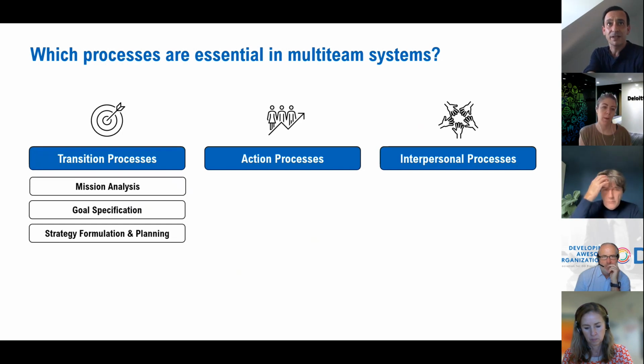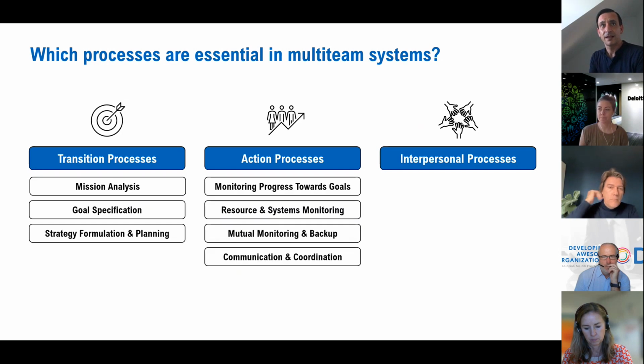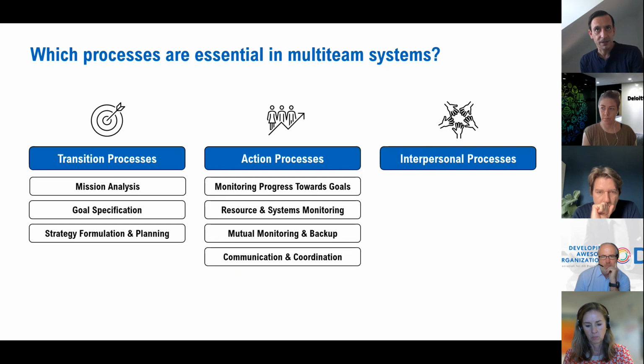What processes are relevant during the action phases? On the one hand, you have to monitor your progress towards the goals. That means you have to track how far you are already in your mission. You have to look at sub-goals, the sequence of sub-goals. But on the other hand, you also should do resource and systems monitoring.